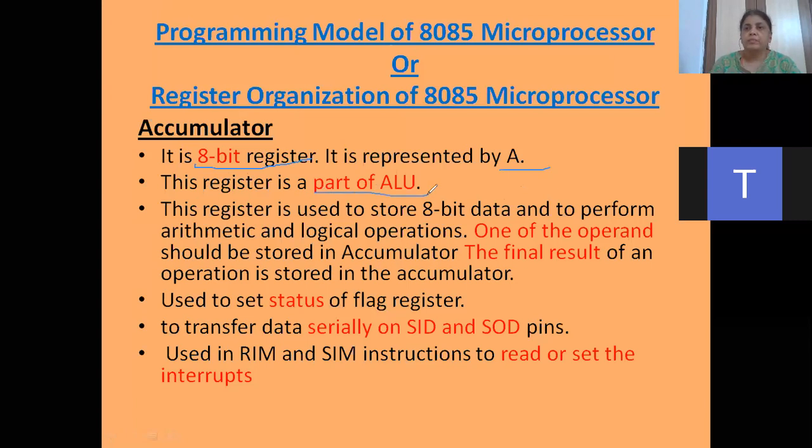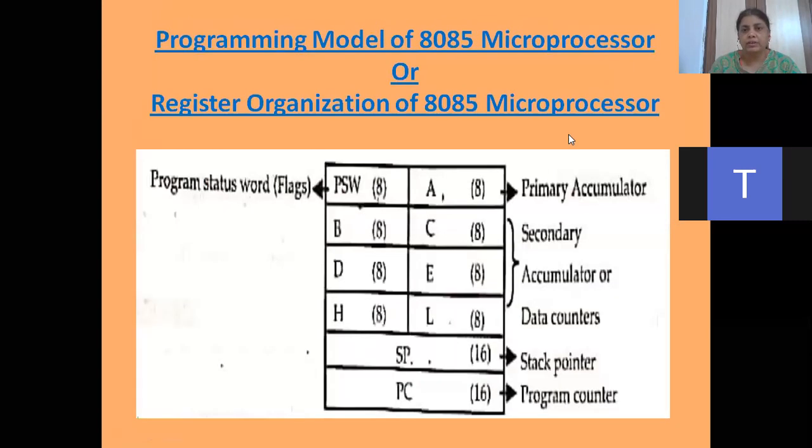Okay, why is it a part of the ALU? When I'm saying that the current thing should be there, whatever I'm doing, one of the data should be in the accumulator. One of the data should be in the accumulator. I'm not going into much detail now, but when you are adding two numbers, one of the data, as we have already discussed, should be in the accumulator.